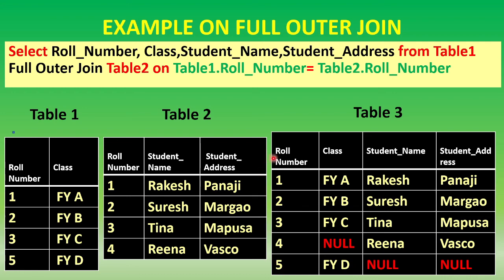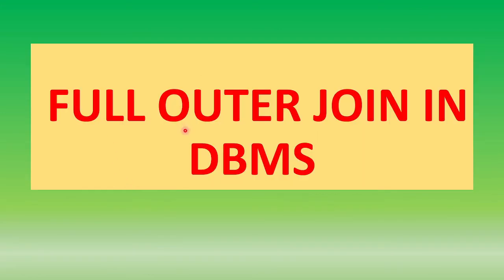But all the records from table 1 are coming, and all the records from table 2 also will be coming in table 3 in case of full outer join, unlike left outer join and right outer join. So here all the entries are coming. So this is an example on full outer join. In today's lecture we learned about full outer join in DBMS. Thank you.